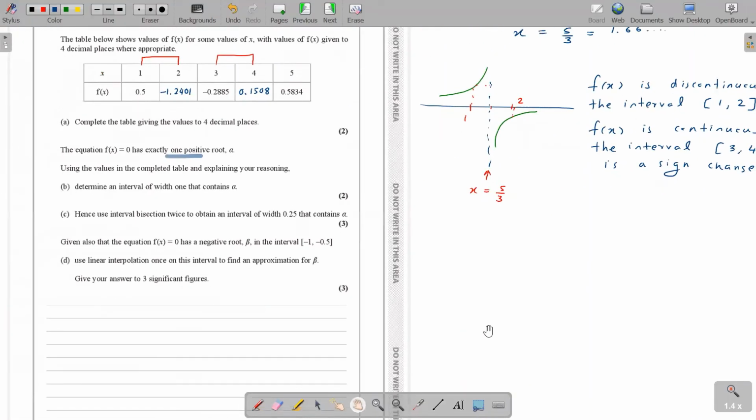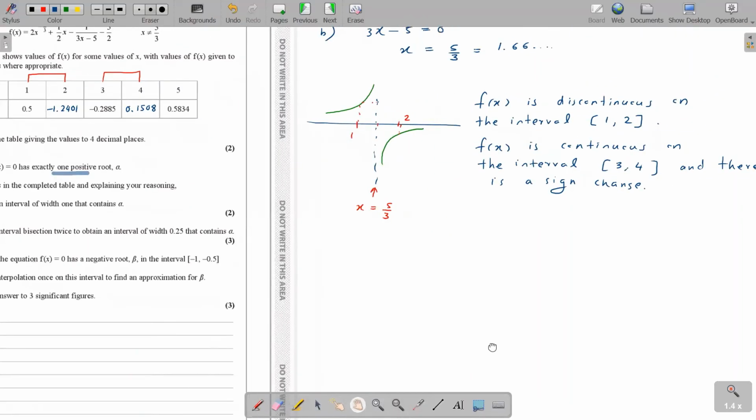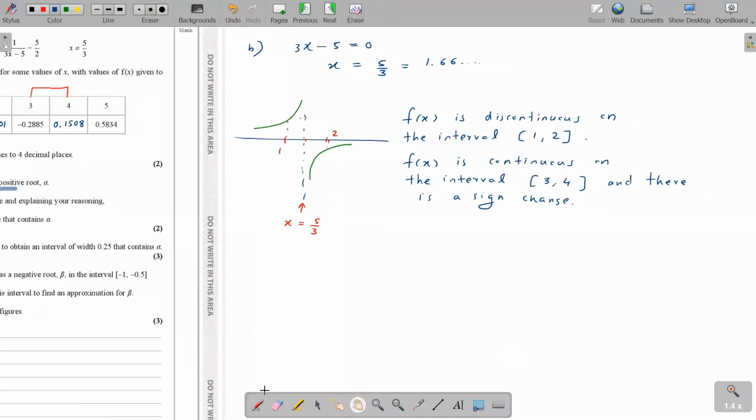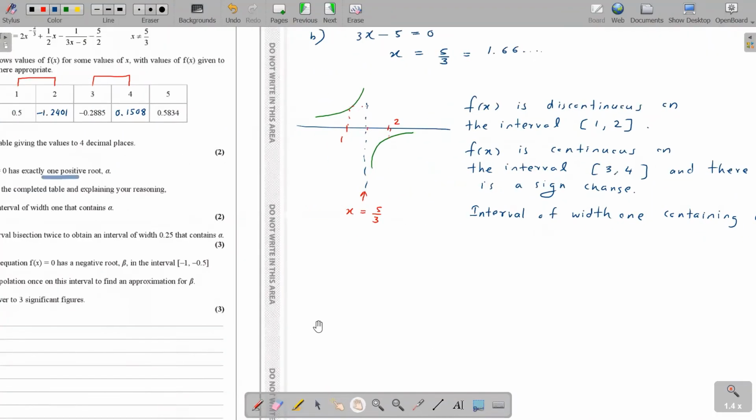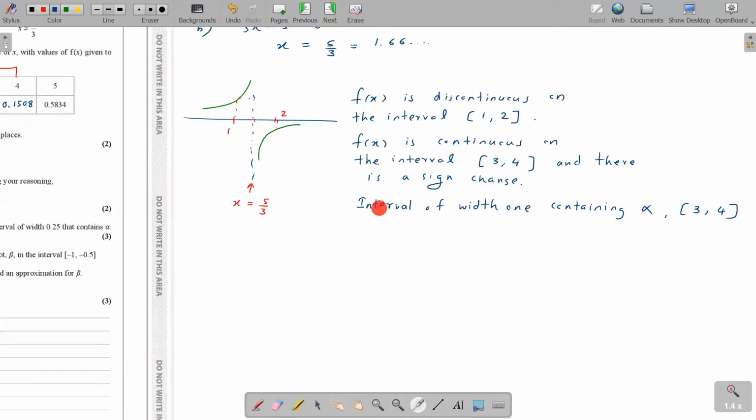So then what's the interval of width 1 that contains alpha? So the required interval is what? The interval of width 1 containing alpha is 3, 4. Are you with me? Okay, so let's move to the next part. Just need to give a small explanation here.